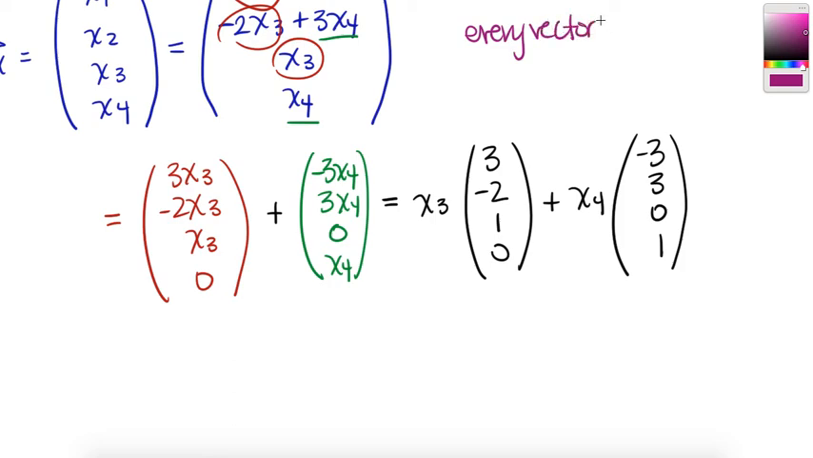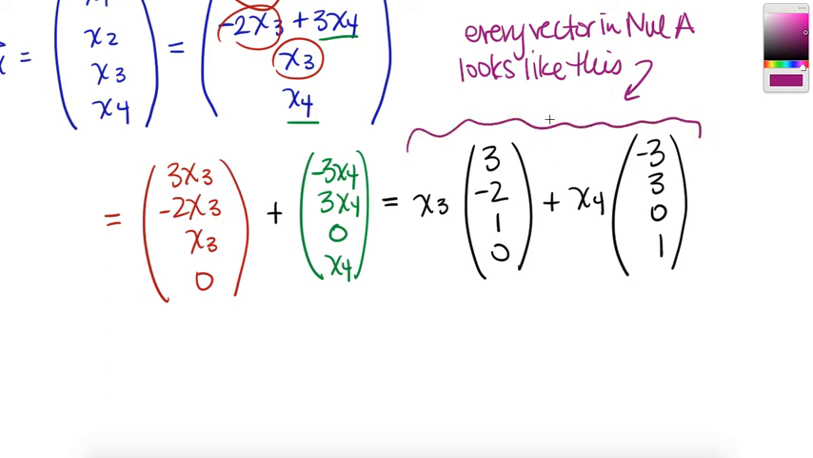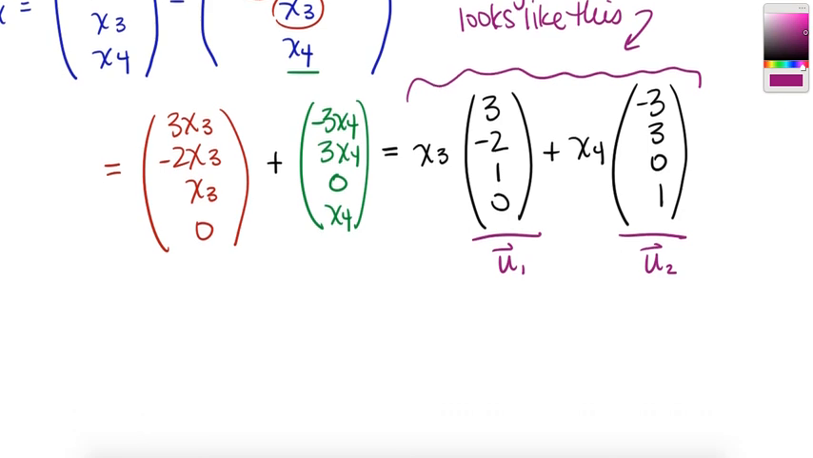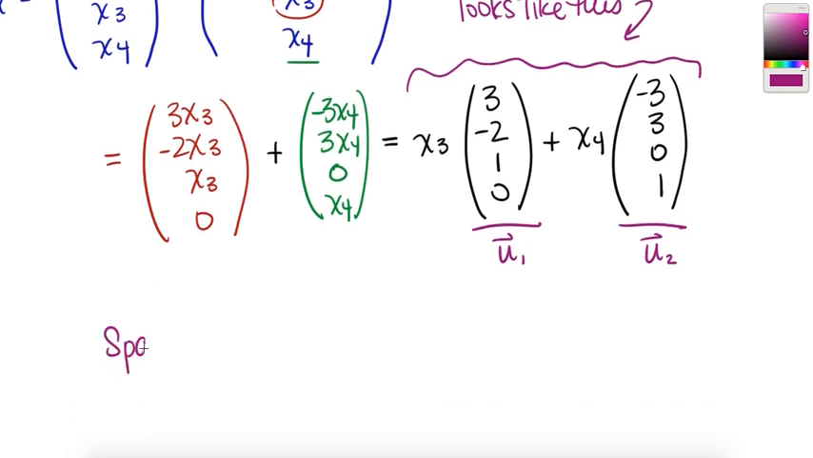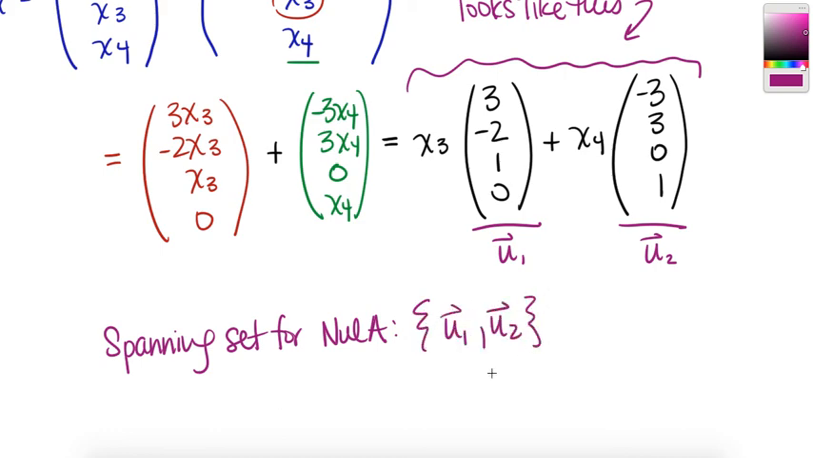Okay, so what we have now is that every vector in null A looks like this. Okay, it's a linear combination of this vector and this vector. So let's call this u1, let's call this u2. And so those vectors u1 and u2 are the spanning set for the null space. Okay, so the spanning set for null A is going to be these two vectors, u1 and u2.